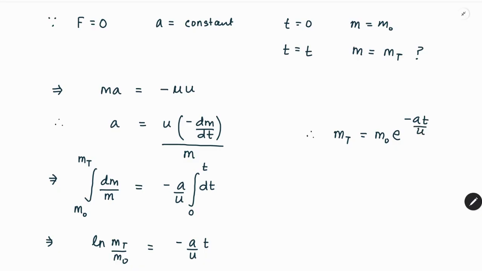That is, we can say that if the rocket is moving with a constant acceleration, then the mass is exponentially decaying with time. The mass of the rocket is exponentially decaying with time, and we have obtained this expression m t equals m naught e to the power minus a t by u. This is the final solution of the problem number 1.180.